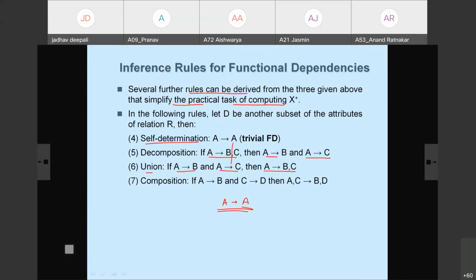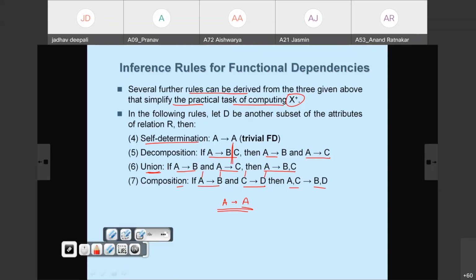Composition: A tends to B, C tends to D, then we can combine both left hand sides and both right hand sides. The new functional dependency is AC tends to BD. So these four other rules are also used to simplify the practical task of computing the closure, or the functional dependency closure: self-determination, decomposition, union and composition. Now see with an example, then it will be more clear to you.